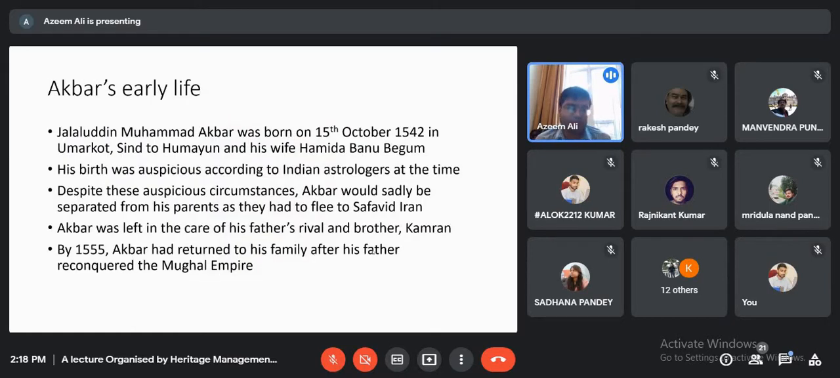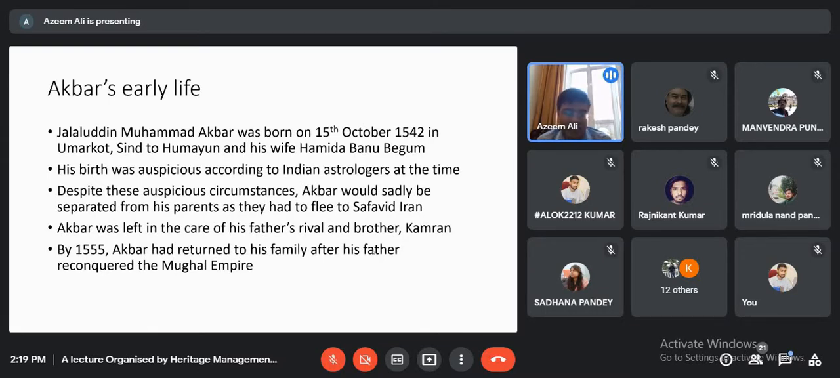So Akbar was born Jalaluddin Muhammad on the 15th of October 1542 in Umarkot in Sindh to Humayun and his wife Hamida Banu Begum. And famously, his birth was deemed auspicious according to Indian astrologers at the time. But despite these auspicious circumstances, Akbar had a very unfortunate early childhood because he was separated from his parents, because they had to flee to Safavid Iran.